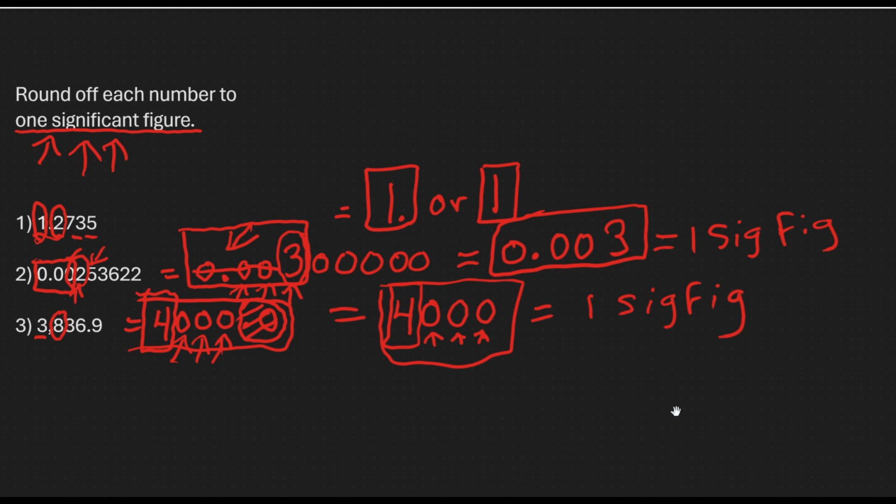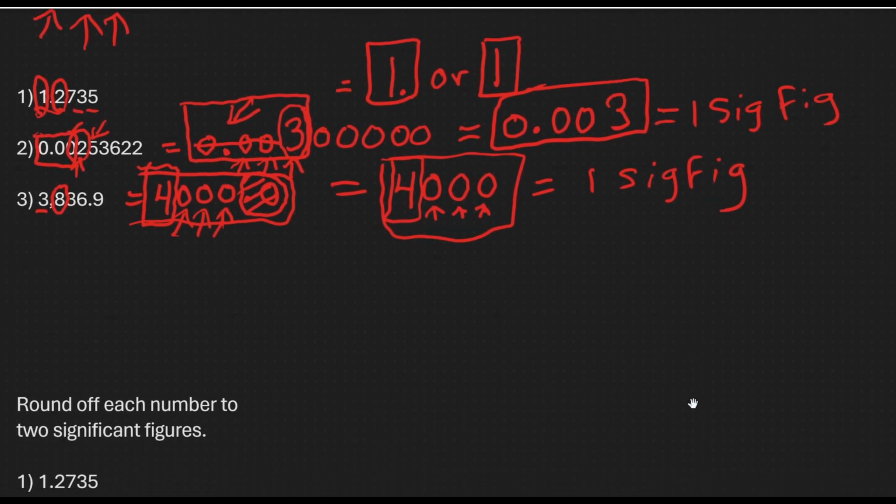Now I will do some additional examples with the same numbers, but this time we will round them to two significant figures. This way you guys can see the pattern that is happening, and you can develop your own method as to how to round significant figures.